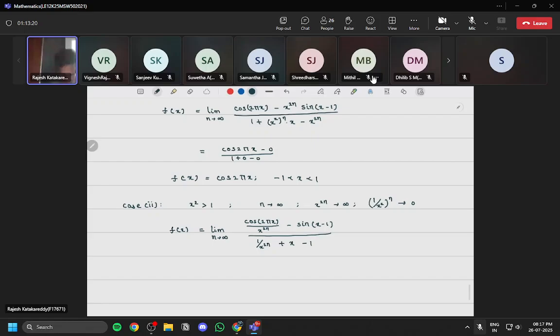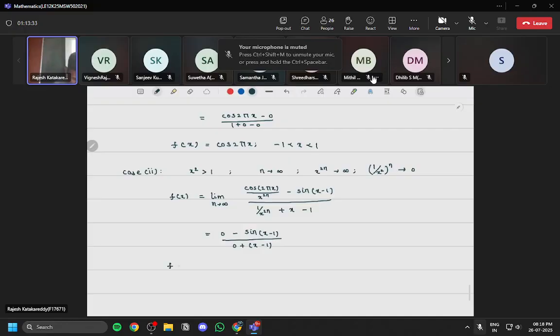So now if I calculate the limit, it is 0 minus sin x minus 1 divided by 0 plus x minus 1. Now the function f of x is equal to minus 1 into sin x minus 1 divided by x minus 1.